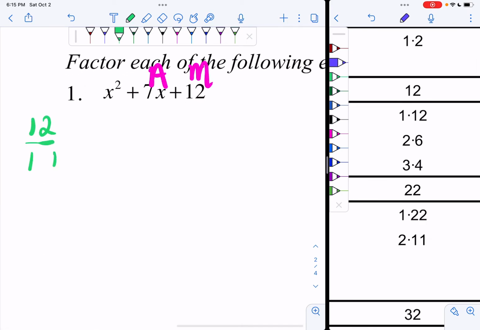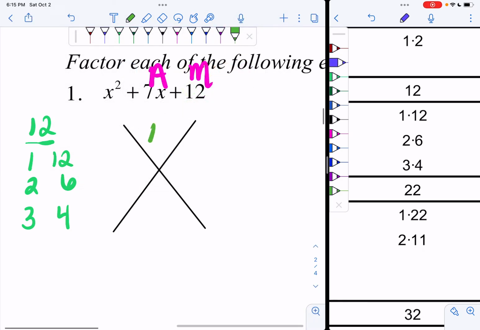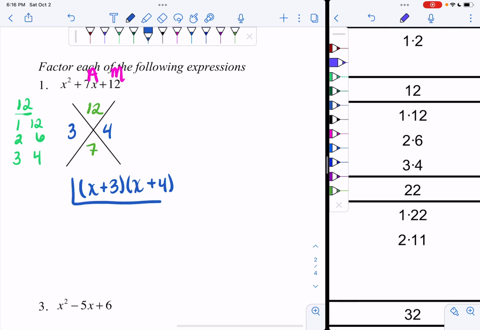So I have 1 and 12, 2 and 6, and 3 and 4. I need to ask myself, which of those is going to give me a 7? So if I draw my diamond, I put my 12 up top, and I put my 7 downstairs. When I fill in my diamond, I can see that it's going to be a 3 and a 4. The reasoning why: 3 times 4 is 12, 3 plus 4 is 7. So my final answer is x plus 3 times x plus 4. And that's your final answer.